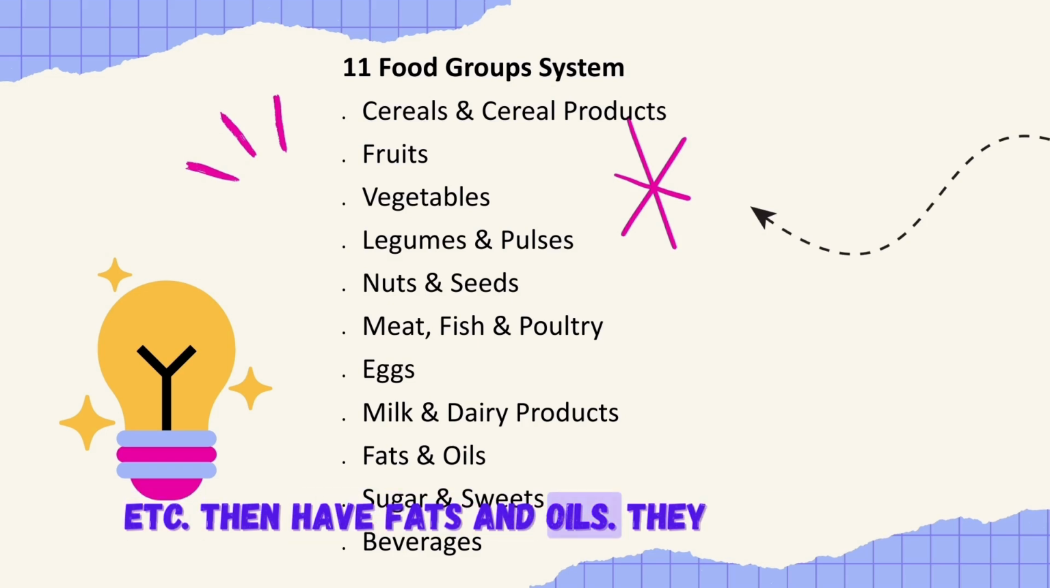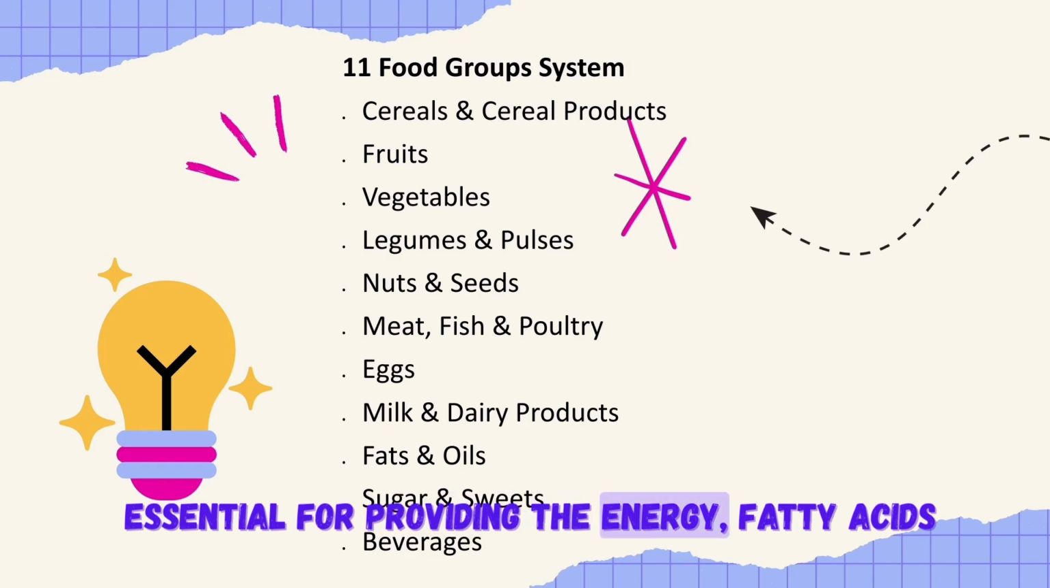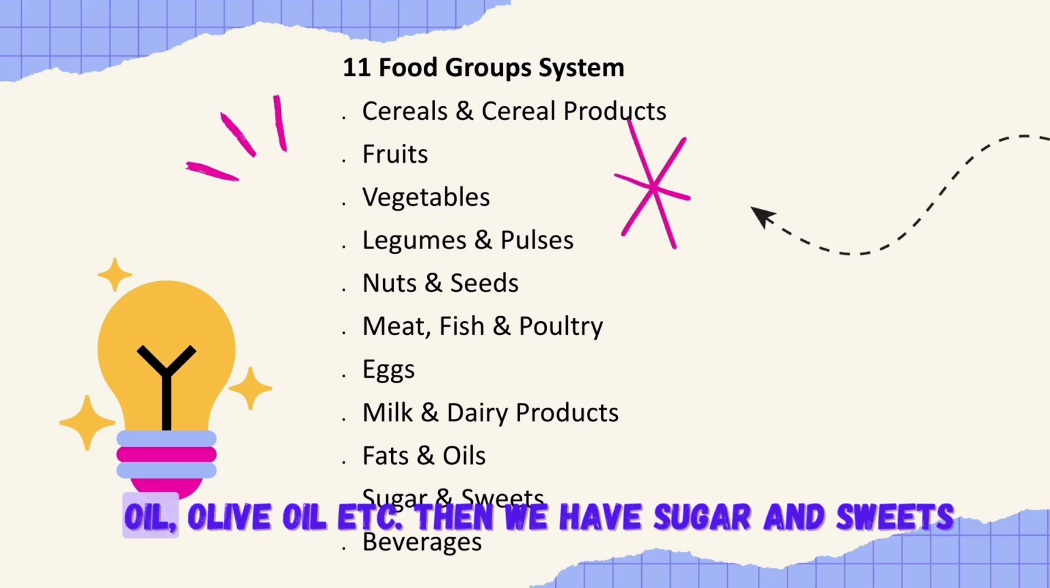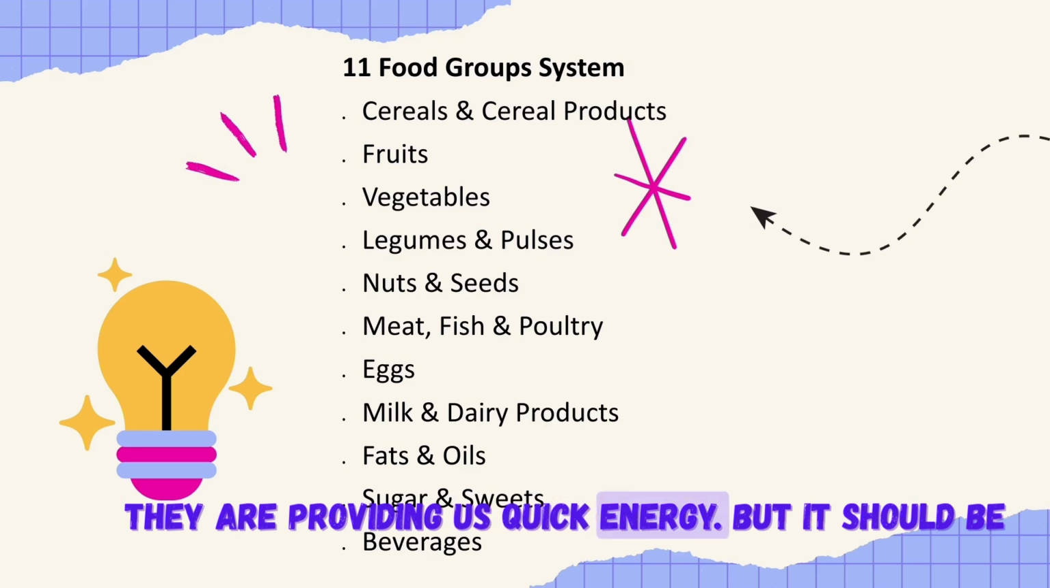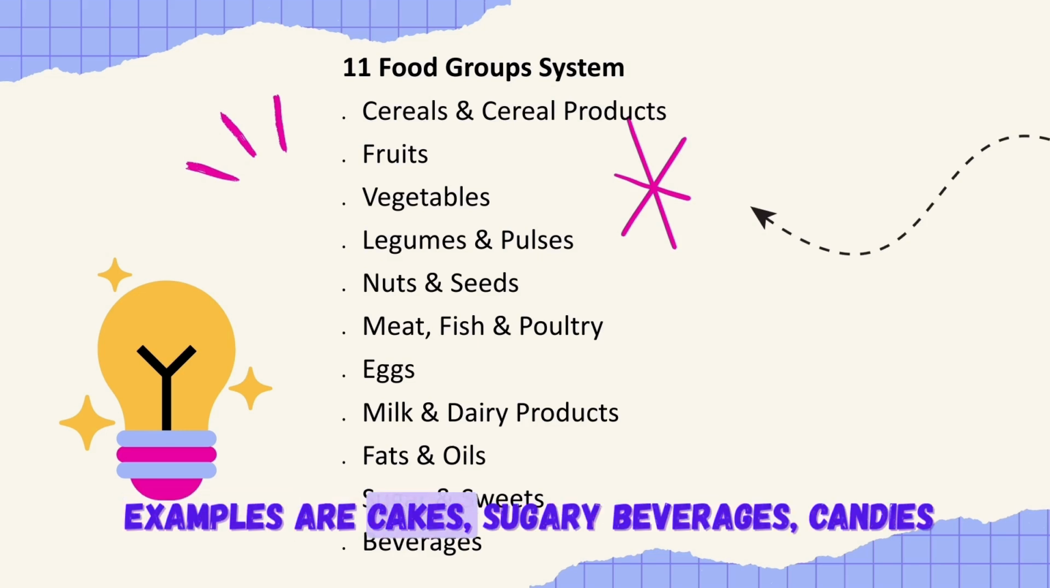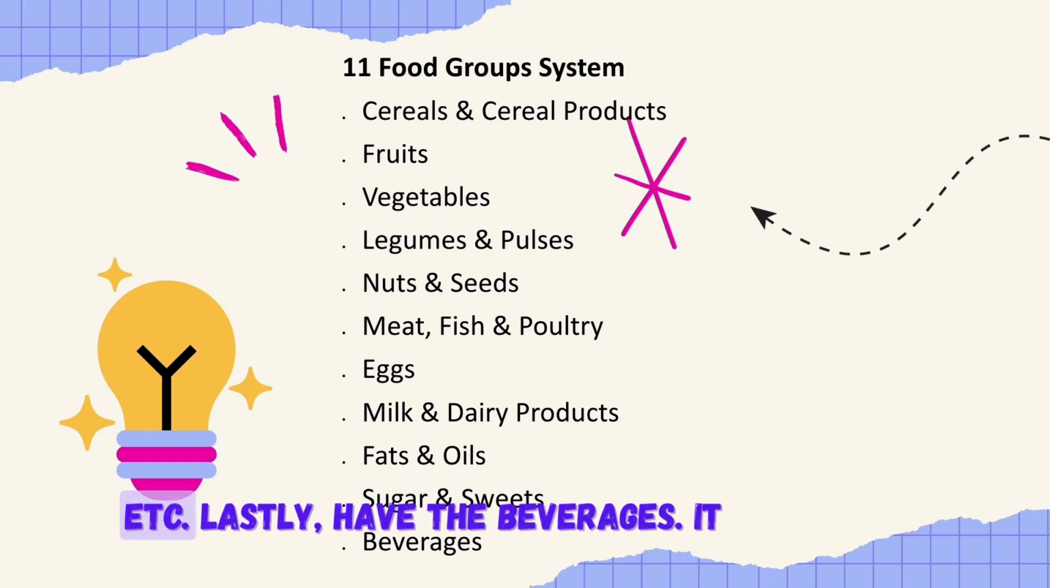Then we have fats and oils that are essential for providing the energy, fatty acids, and the vitamins. Examples are butter, vegetable oil, olive oil, etc. Then we have sugar. Here they provide us quick energy, but it should be limited because of the high sugar content. Examples are cakes, sugary beverages, candies, etc.